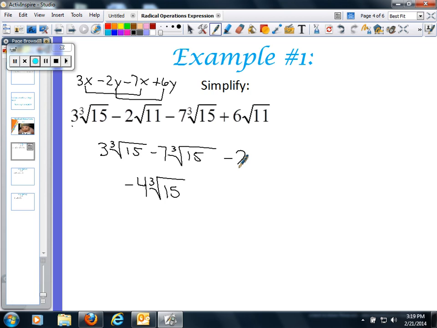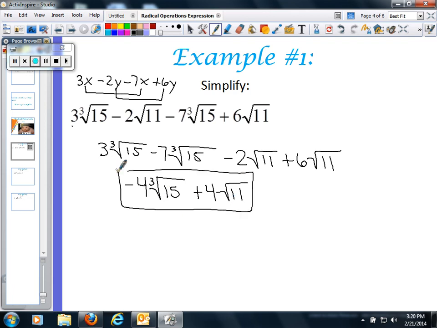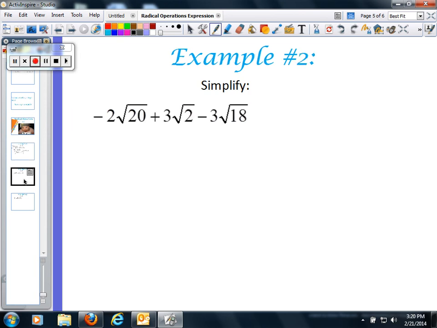Now I have minus 2 square root of 11 plus 6 square root of 11. Now I can rewrite these because adding and subtracting is commutative as well as associative. Okay? So now I do 6 and negative 2 is plus 4 square root of 11. Okay? And I can't simplify the cubed root of 15 or the square root of 11, so there's my answer. And that's all there is to this. Okay? We'll look at another example.